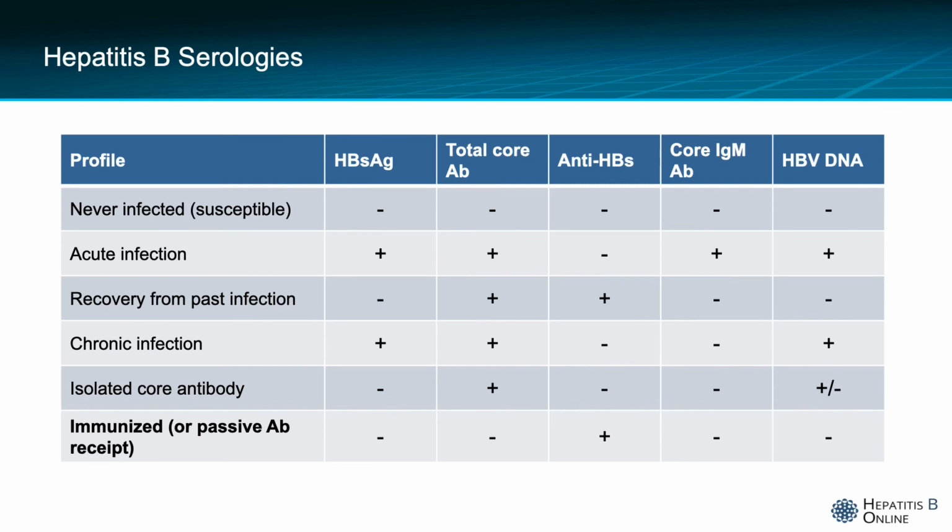And finally, the individual who was immunized against hepatitis B should only have surface antibody and nothing else present in their blood. So that is hepatitis B serologies.